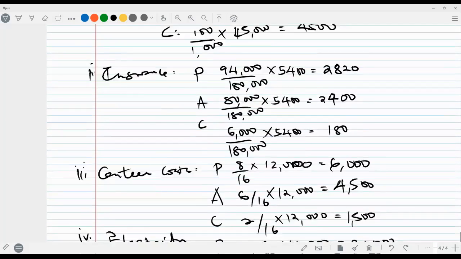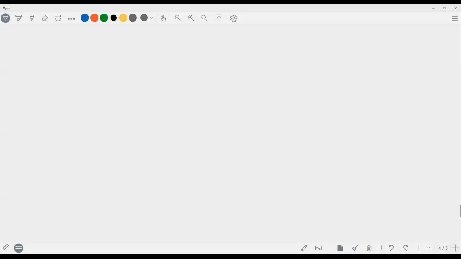Now, this is the canteen cost. What's the base of allocation? What's the base for canteen allocation? James?